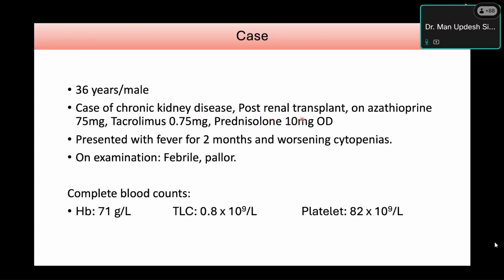Patient is post-renal transplant on azathioprine, tacrolimus, so triple drug therapy there, which is commonly continued post-renal transplant for a long time. The dose might be manipulated, and the patient had fever for 2 months and worsening cytopenias. Severe cytopenias. Platelet count is moderately reduced, 82,000, very severe leukopenia, and a moderate or severe anemia there.